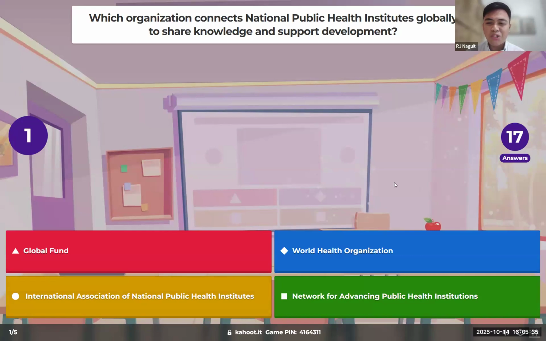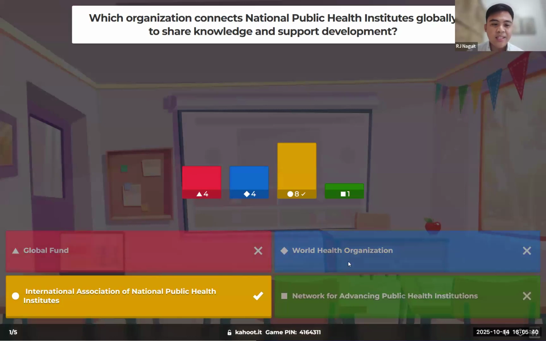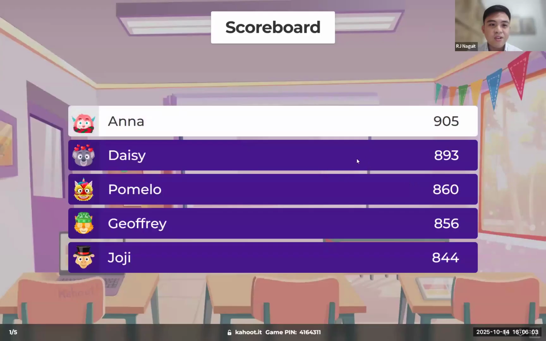Okay, the majority got it right, but a few of us answered the Global Fund and the World Health Organization. It's actually the International Association of National Public Health Institutes. One of them will be sharing their work later on in the session, so you'll meet someone from IANPHI later. Okay, let's proceed to the next one. Anna is taking the lead, followed by Daisy and then Pomelo.